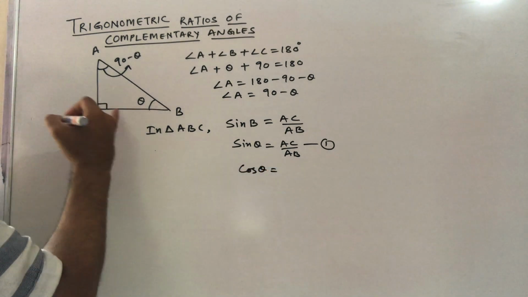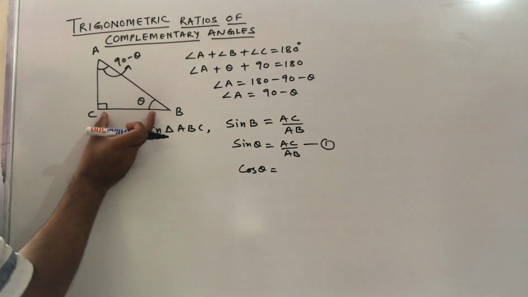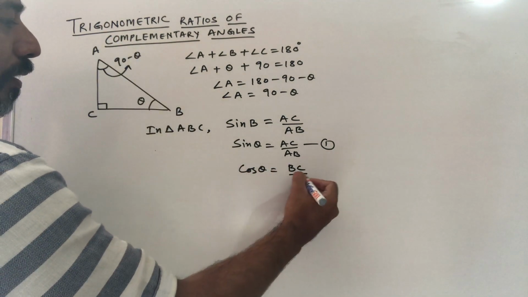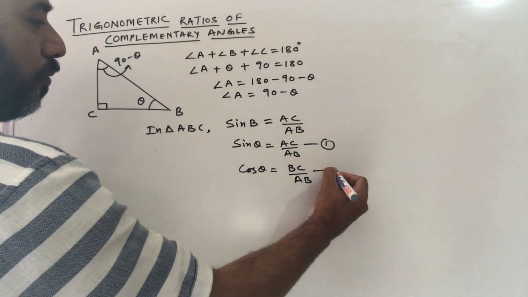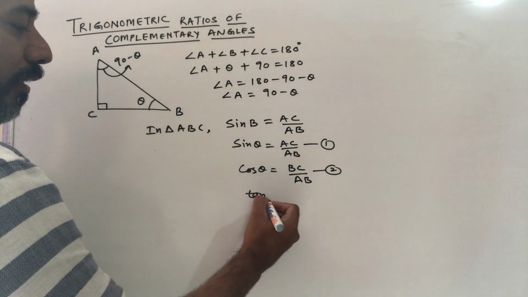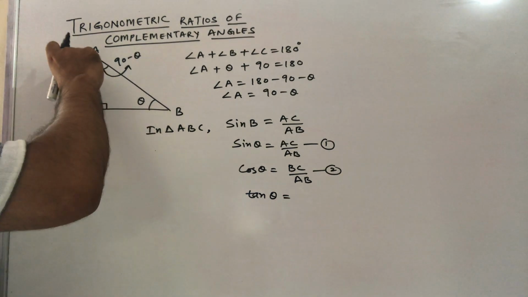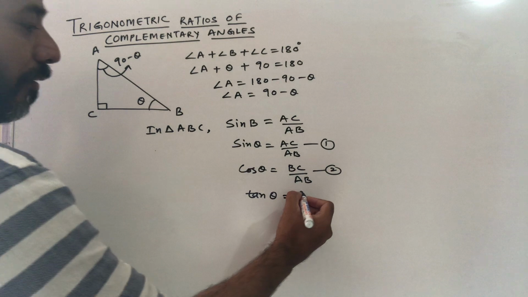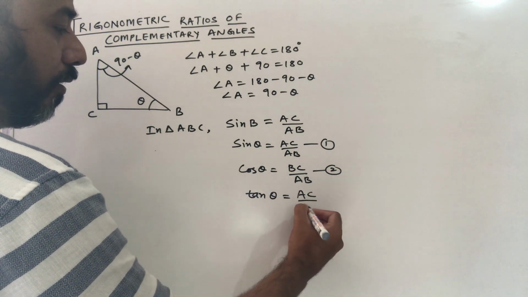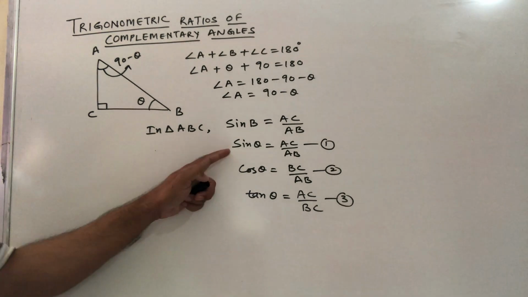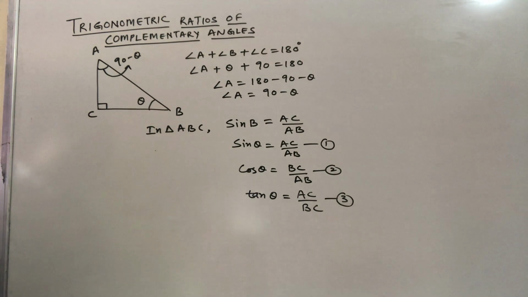Similarly, in the same triangle, if I take out the value of cos theta, it is base upon hypotenuse. Base is BC, hypotenuse is AB. So it will be BC upon AB. This is equation number 2. From the same triangle, if I take out the value of tan theta, it is perpendicular upon base, that is AC upon BC. This is equation number 3. So these are the values of sine theta, cos theta, tan theta.